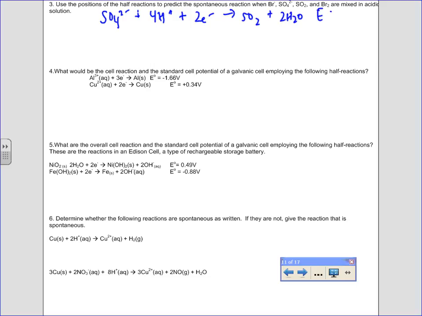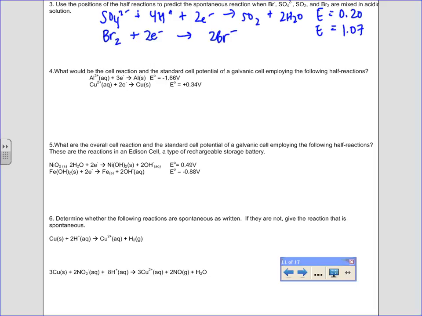Okay, and the reduction potential of that reaction is 0.20. The other reaction is of bromine gaining 2 electrons to form Br minus, and the cell potential of that is 1.07. Okay, so I really encourage you to look carefully at the reduction potentials and see how I made the decision to choose those particular reactions.